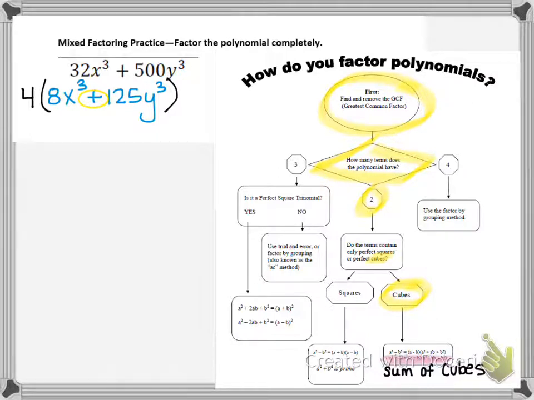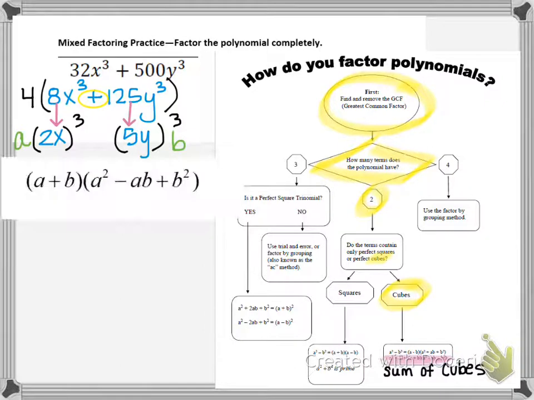Okay, now we need to use the formula, but we need to figure out what the a value is and what the b value is so we can plug it into the formula. I'm going to look at 8x cubed and 125y cubed. For 8x cubed, I noticed that the term 2x was being cubed, and for 125y cubed, the term was 5y. So that's my a value and my b value that I'm going to use in this formula. Here I have the formula once again. I want to take a minute and look at the formula because I have some tips to help you remember the formula and to help you as you're inserting your values into the formula.